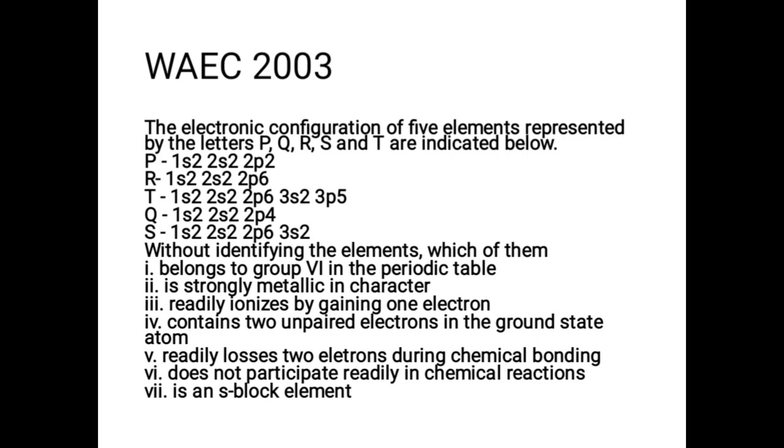The first thing to do again is to list the elements. P is carbon, with electron number 6. R is neon. T is chlorine. Q is oxygen. S is magnesium. And very simple, the one that belongs to group 6 is oxygen, that's Q. The one that is strongly metallic in character is magnesium. It belongs to group 2, the alkaline earth metals. The one that ionizes by gaining 1 electron is chlorine, that's T.